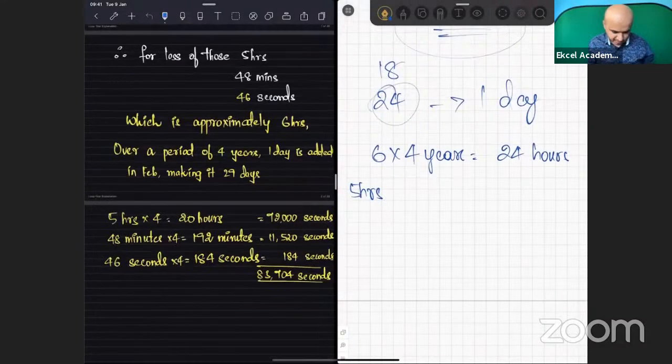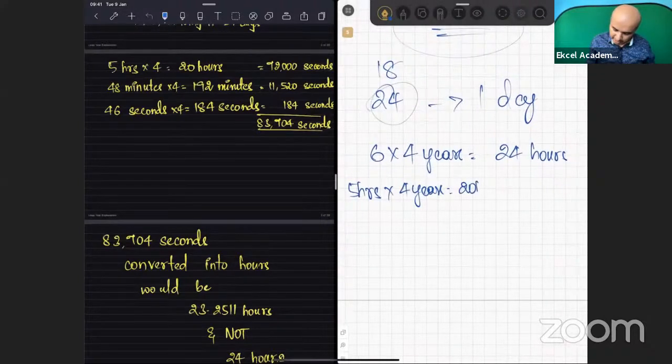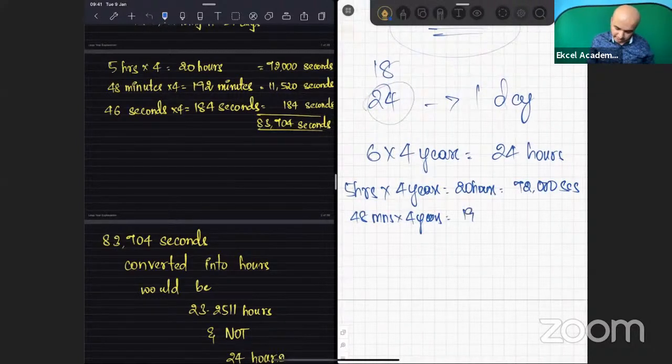5 hours into 4 years once again. This will be 20 hours, or if you have to convert that into seconds, 72,000 seconds. Okay. Then 48 minutes into 4 years, that would be 192 minutes. Once again, if I have to convert that into seconds, that would be 11,520 seconds. I've already done the math here. That's why I just opened the reference material.